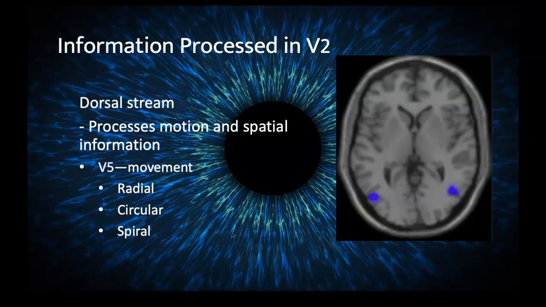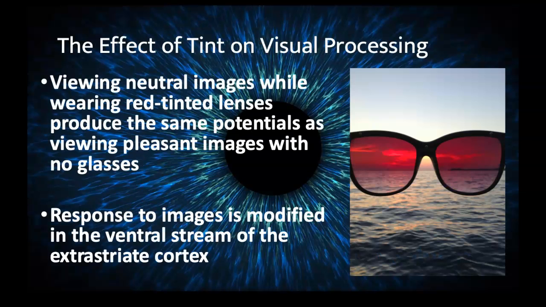So, now that we know how light moves from the retina to and through the brain, and what information is processed at each stage, let's talk about a recent study regarding the influence of tint on visual processing. Schilling et al. hypothesized that color-tinted lenses could produce effects on how we process visual information and how we respond to emotional events. The participants were shown pleasant, neutral, or unpleasant images while wearing no glasses, and again with either blue, red, green, or yellow tinted lenses.